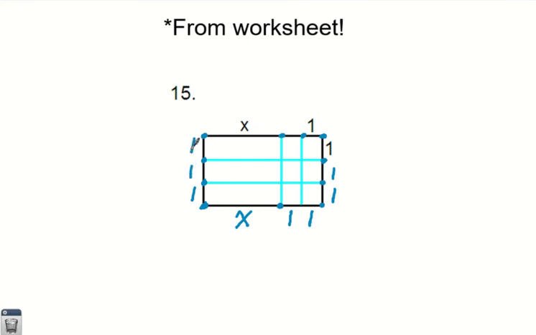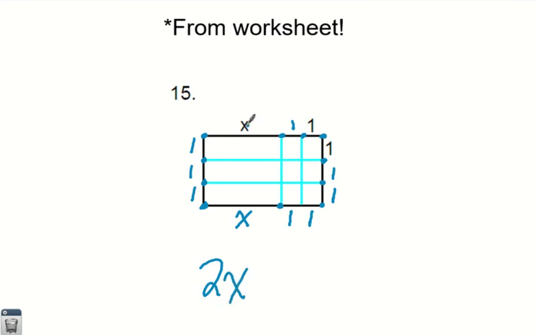So now we just have to add all this up. 1 plus 1 plus 1 plus x plus 1 plus 1 plus 1 plus 1 plus 1. All the ones you can add together: 8, 10, I think it's 10. It's 10, right? And then these x's, what's x plus x? Well, I hope you know it's 2x.